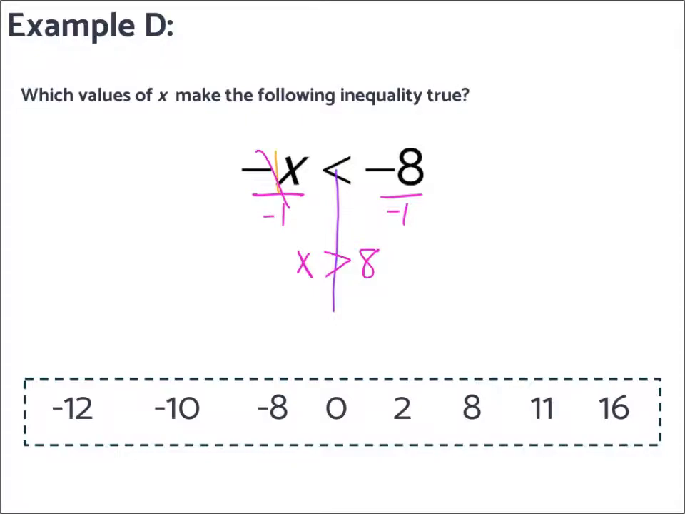So I've got all those values down there at the bottom, and I have to circle the ones that make it true. So now I'm going to start at the left and read to the right and see which ones make it true. So is -12 greater than 8? No. Is -10 greater than 8? No. Is -8 greater than 8? No. Is 0 greater than 8? No. Is 2 greater than 8? No. This is awfully upsetting.